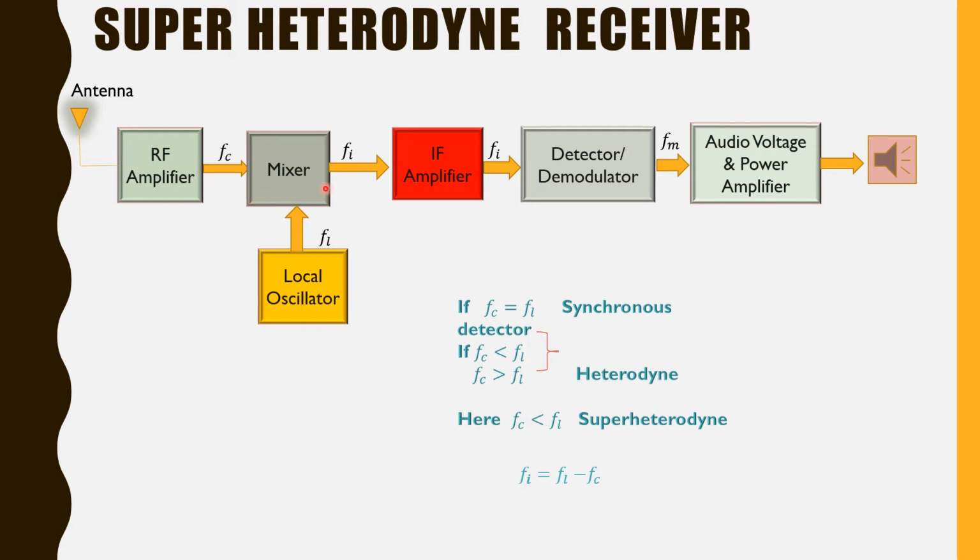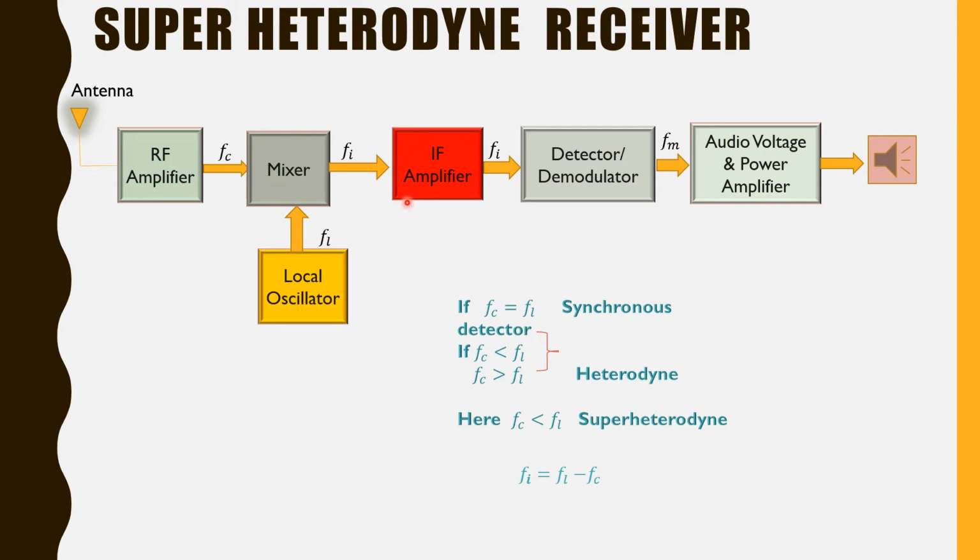So output of mixer could be the difference or the summation of incoming frequencies. So output of mixer could be Fl plus Fc, or it could be Fl minus Fc. But by using one band pass filter here, after mixer, we will generate only Fl minus Fc signal. So our Fi or intermediate frequency will be equal to Fl minus Fc. This intermediate frequency is fed to an IF amplifier.